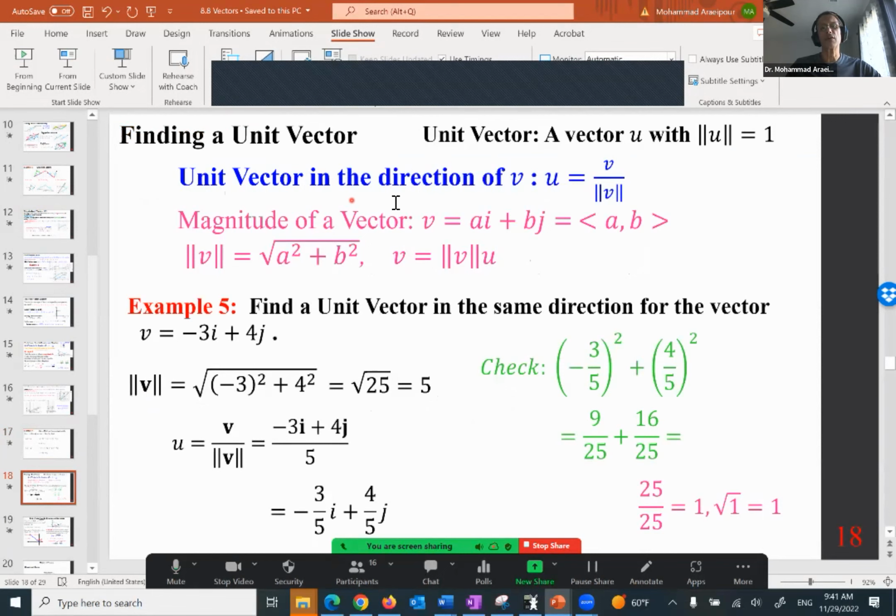A unit vector in the direction of the vector v is defined as dividing the vector v by its magnitude. And when we do that, it means we need to calculate the magnitude first, as we did in this example, and divide the vector by it. And the new vector, we can check by calculating the new magnitude, which must be 1.